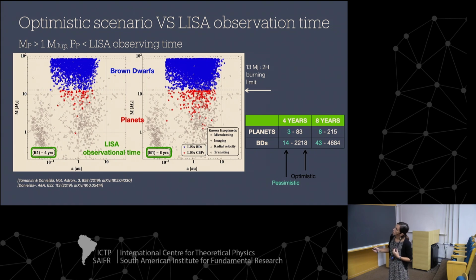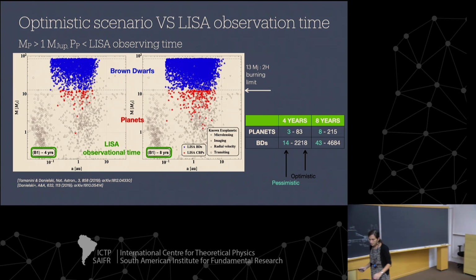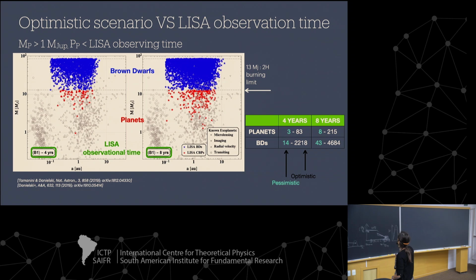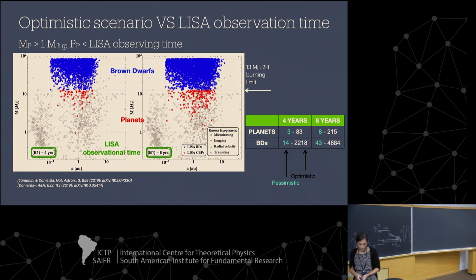So you see that here we stopped at a period, the separation of the object was more or less 8, something, and for the planet, I think it's 4 or 5. And then if we observe for 8 years, we can go further down in the separation, so we can detect planets that are even further away. Wow, that separation is larger. These are the numbers in the pessimistic and optimistic cases for both the planets and brown dwarfs.